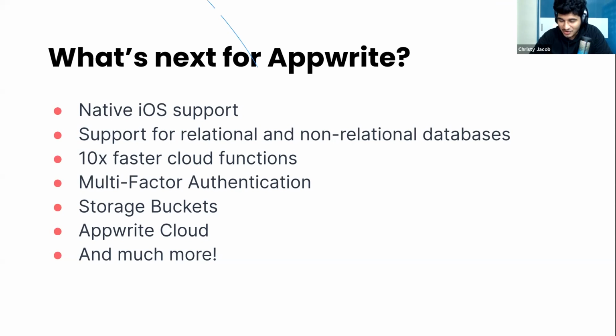The cloud functions, which are already amazing, are going to get 10 times faster, which is going to bring us up to the mark with all the state-of-the-art providers out there. Multi-factor authentication is going to introduce OTP-based logins and hardware keys support to our suite of already existing authentication methods. Storage buckets are going to allow you to integrate any kind of third-party object storage like DigitalOcean Spaces, S3, or Backblaze, or your favorite object store.